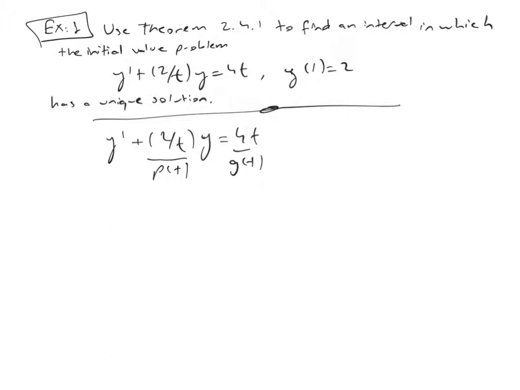As you see, g of t is continuous everywhere, but p of t is continuous where t is bigger than 0 or t is smaller than 0. And the interval where t is bigger than 0 contains the point 1 where the initial value is defined. So the interval of the solution is the region where t is bigger than 0.